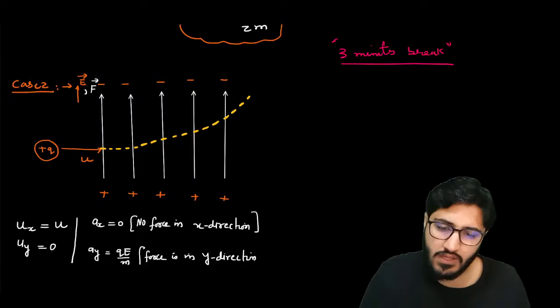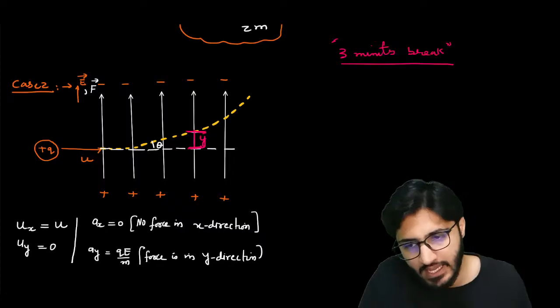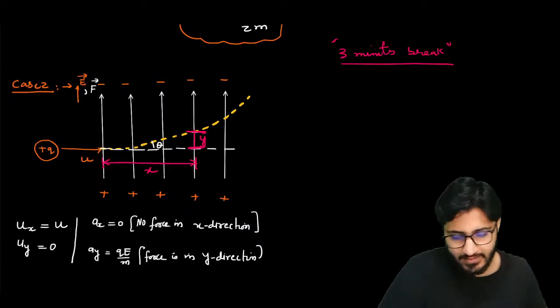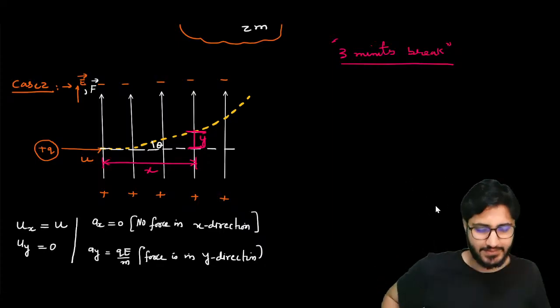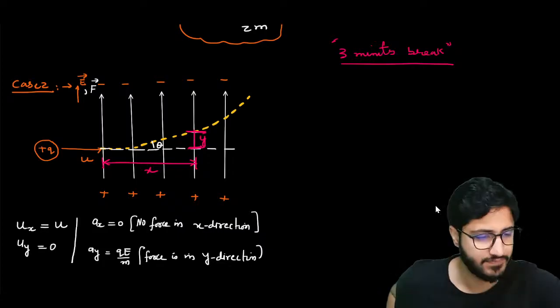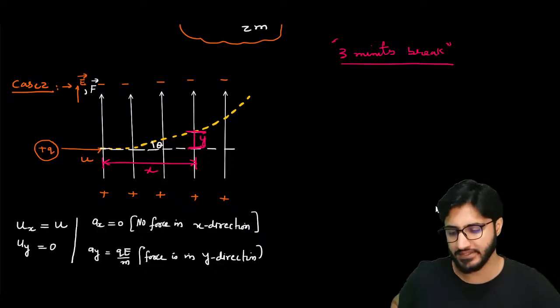Look, the charged particle deviates by this angle theta. Let us suppose this length is y and this length is x. How do we do the calculation for this? Let us put in some kinematics here.